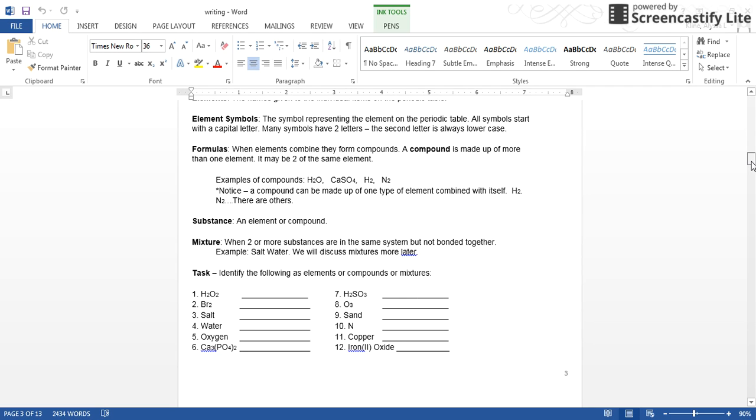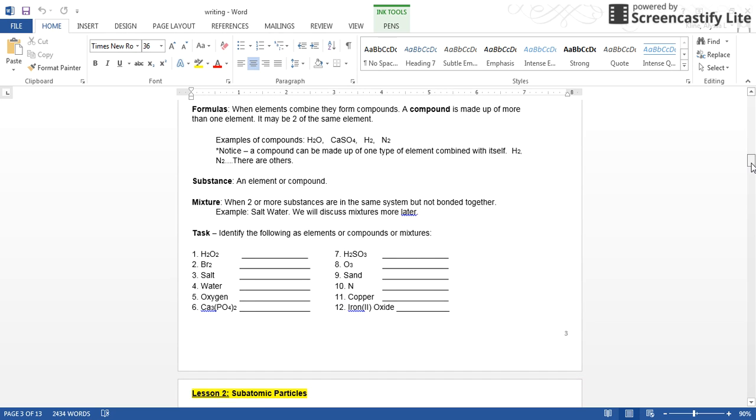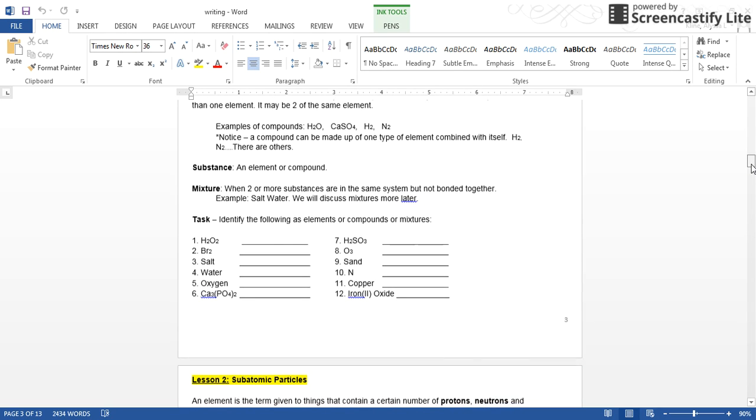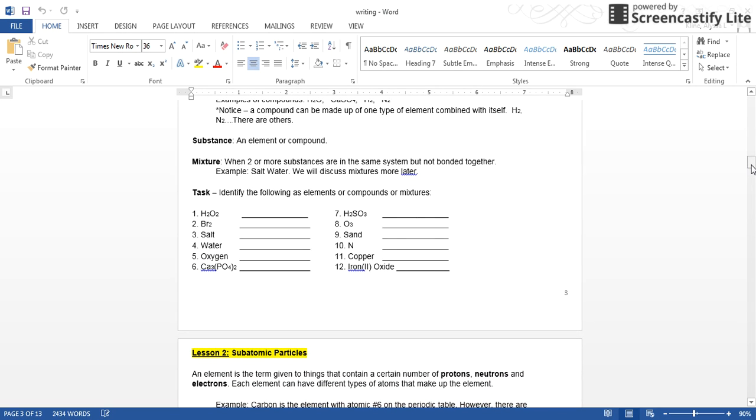When elements combine, they form compounds. Compounds are made up of more than one element. It may be two of the same element, but just made up of more than one. When we say substance, we're generally talking about any element or compound. A mixture is two or more substances in the same system that are not bonded together. An example here would be salt water. We're going to discuss this more later as well.